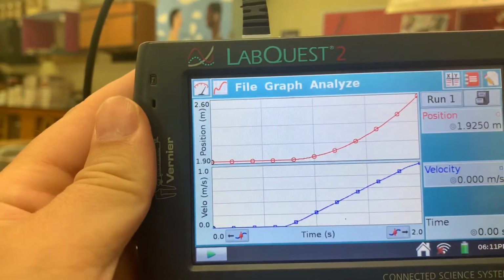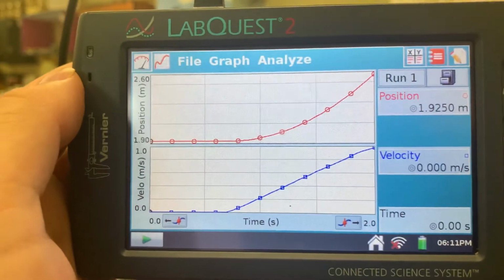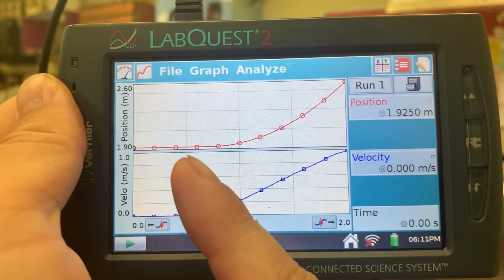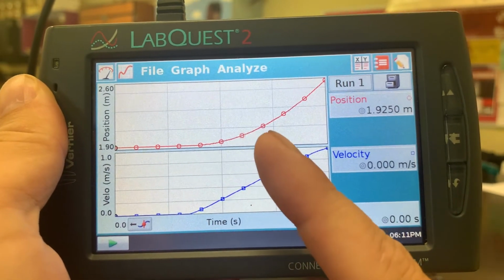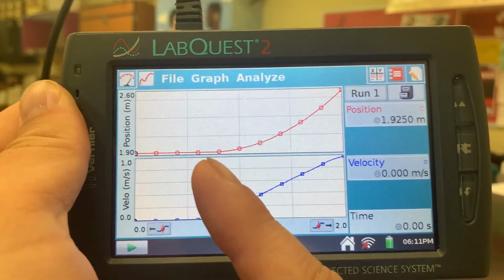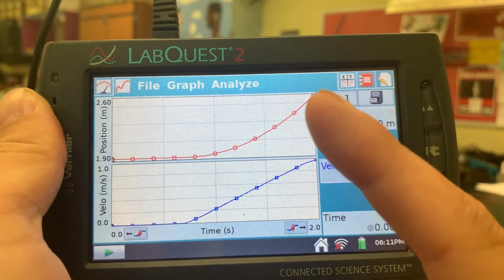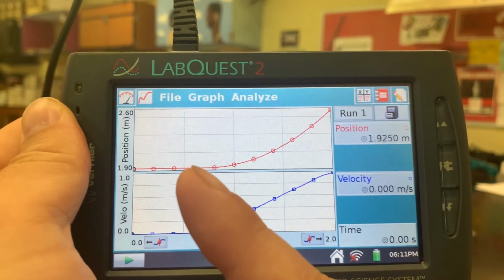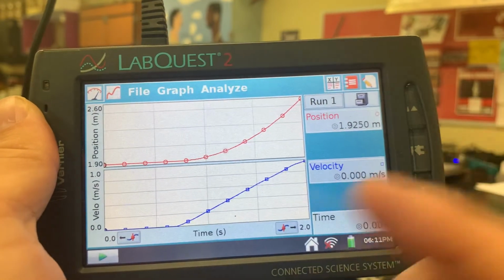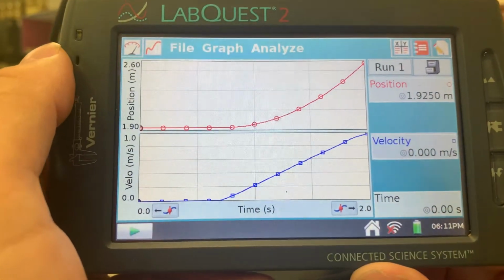Okay, so this first graph on top, that is our position over time graph, the one in red. You'll see that it starts off, basically this first little instance is before I let go, and then we see it curve upward. The initial situation is it's basically staying at a constant position, and then it starts increasing position, getting further away at quicker rates. That causes the slope to increase. So we go from a very shallow slope to a higher slope at the end. So this increasing slope, changing slope, represents a changing velocity.